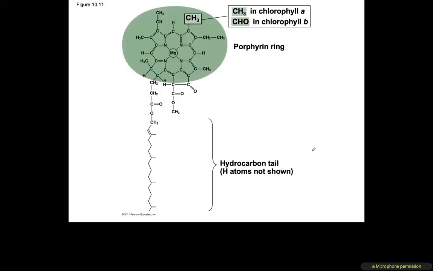Like I told you, it is just one functional group different. So this is the molecule of chlorophyll, and if there's a CH3 there, it's chlorophyll A. But if there's a CHO there, then it's chlorophyll B. And that is the difference between the two molecules.